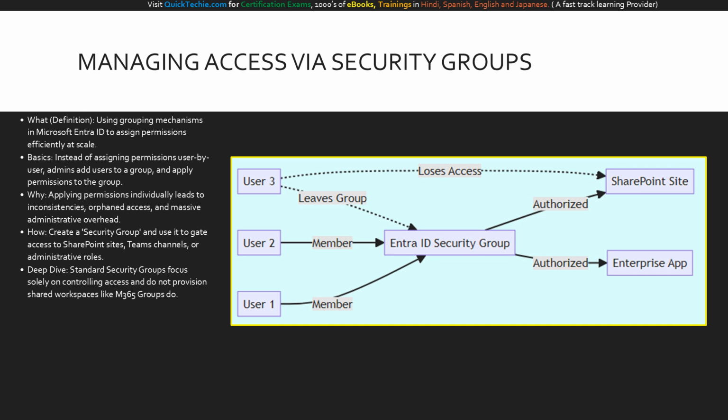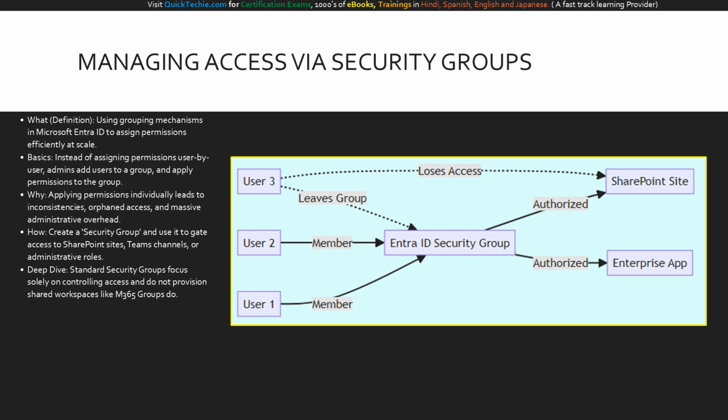If someone joins the finance team, you simply drop them into the finance read-only security group, and they instantly inherit authorization to view the confidential financial SharePoint libraries. When they leave, you remove them from the group, instantly revoking that access. This ensures that authorization is scalable, auditable, and tied directly to the user's current business function, completely eliminating the danger of lingering, orphaned permissions.